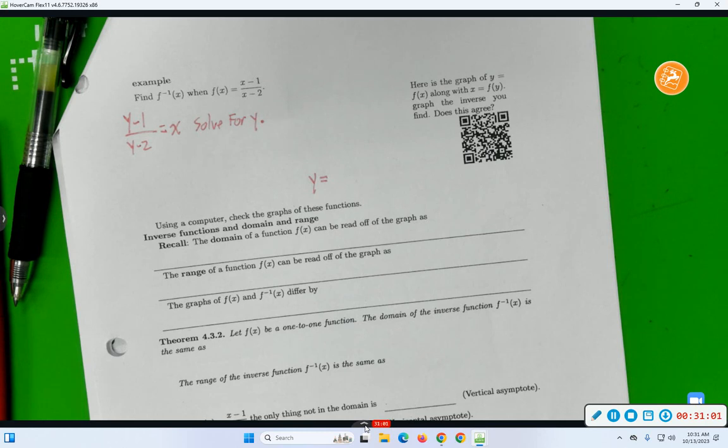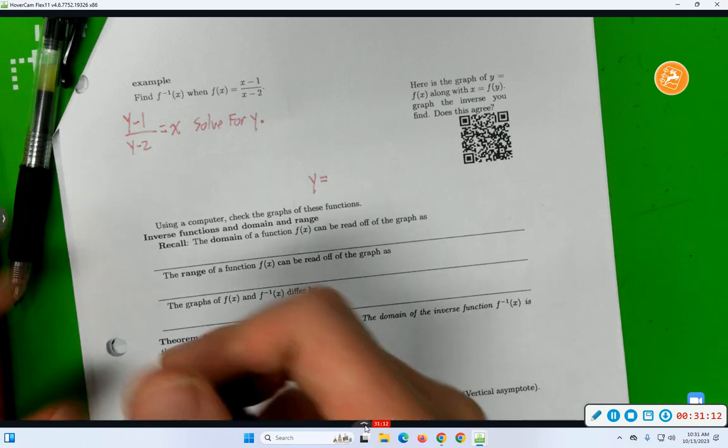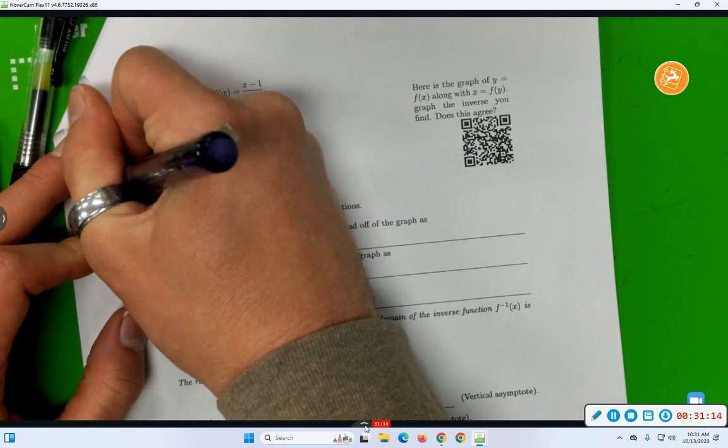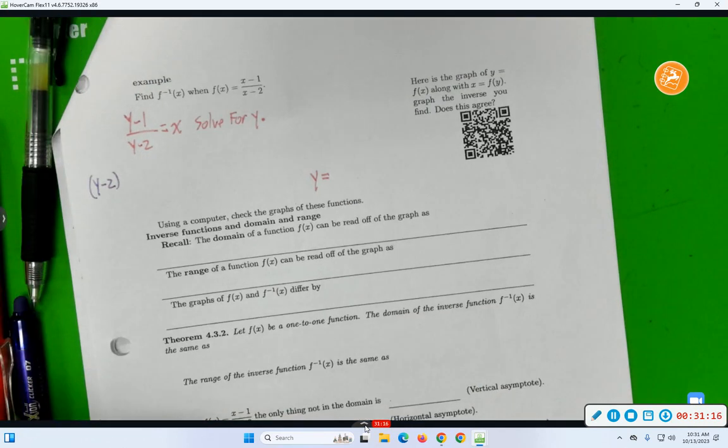Instead, you ask yourself, what's the most annoying thing there? Division. But you know how to undo division. Multiplication undoes division. Let's multiply both sides by the denominator. And that will be y minus 2. So I'll multiply both sides by y minus 2.